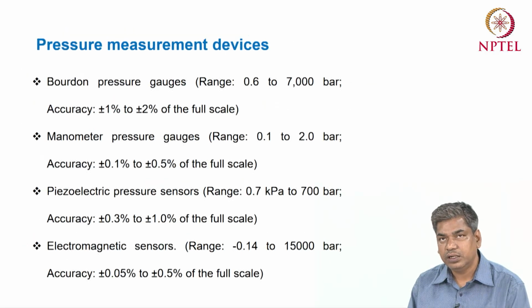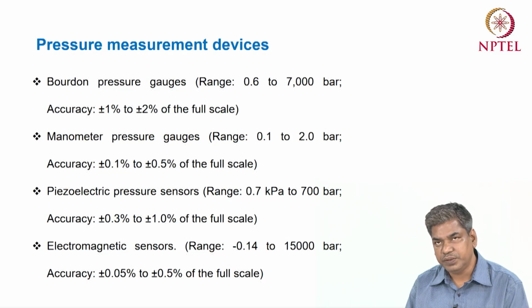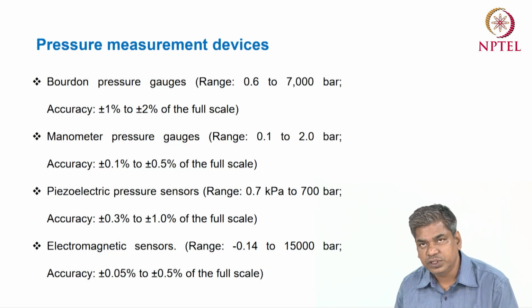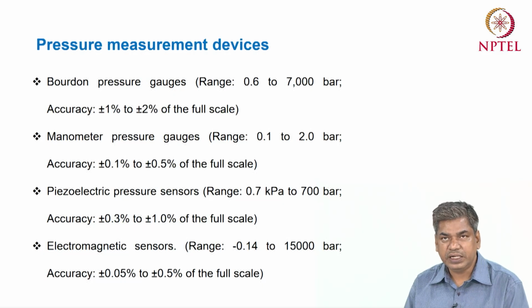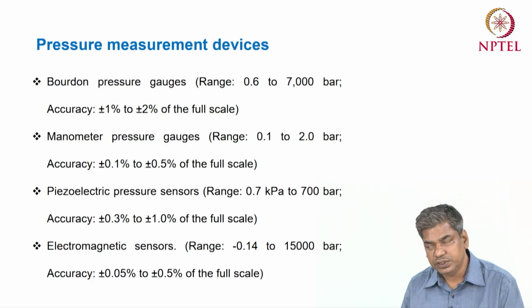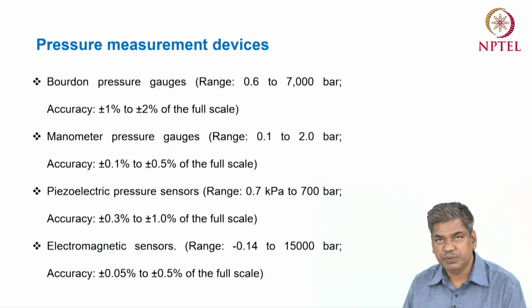Then another important instrument, or important parameter, is the pressure. We have to measure the pressure at different points so that we can also measure the pressure drop for some heat exchanger. For the pressure measurement, we can use different types of sensors or different types of devices.